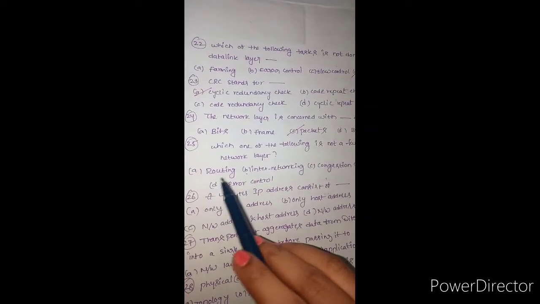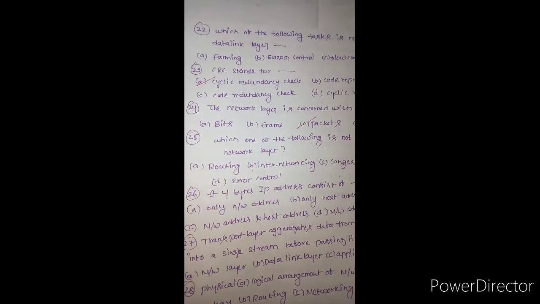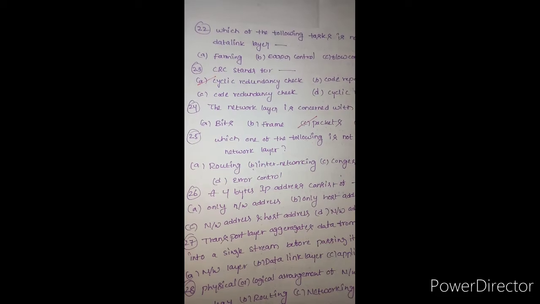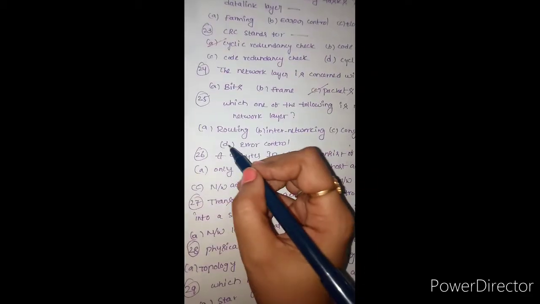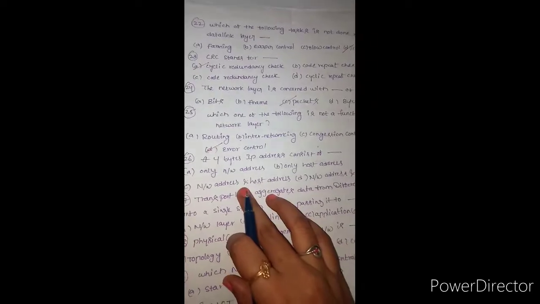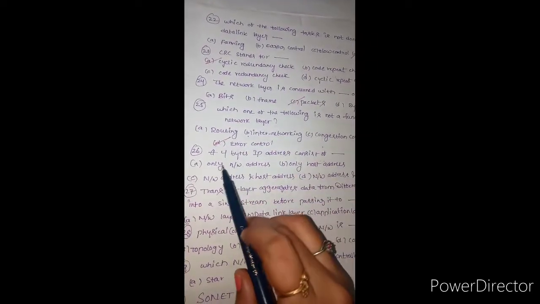Option C. Next one, which one of the following is not a function of the network layer? Option A routing, option B internetworking, option C congestion control, option D error control. In the OSI model, the network layer is the third layer and it provides data routing paths for network communications. Error control is a function of the data link layer and the transport layer. So the correct answer is option D, error control.